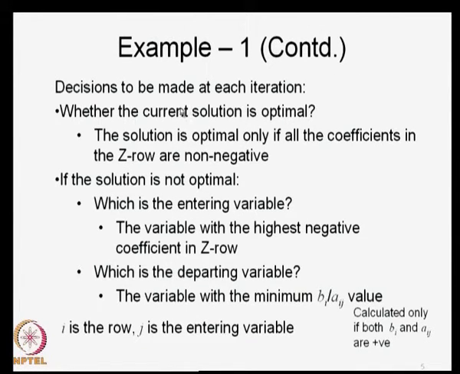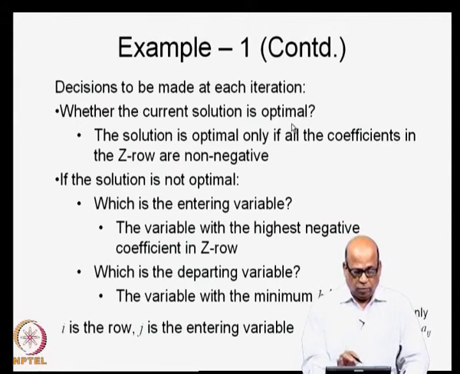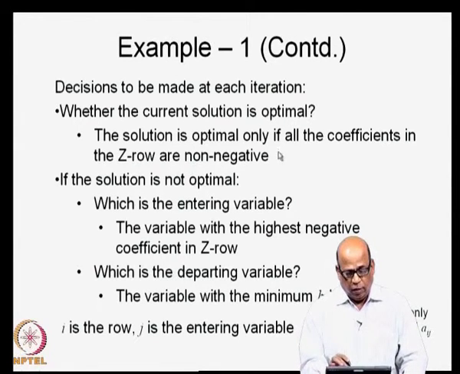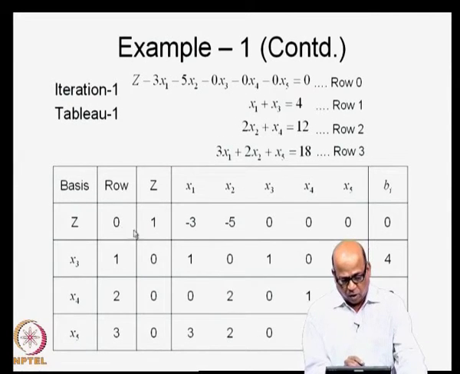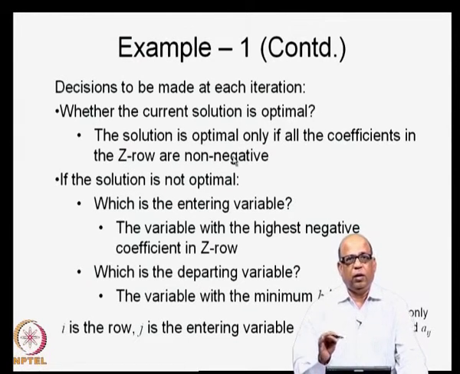So, at each iteration then we ask these questions, whether the current solution is optimal. The solution is optimal only if all the coefficients in the z row are non-negative. As I said, all these coefficients here must be non-negative. If they are not, if there is at least one value which is negative, it means that the solution can be improved further, and therefore, the current solution is not the optimal solution.